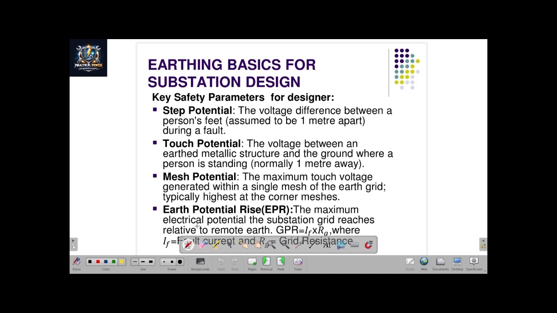The earth potential rise is another parameter, the maximum electrical potential the substation grid reaches relative to the remote earth. You can calculate the GPR, or EPR as it is also called, as IF into RG, where IF is the fault current and RG is the grid resistance.